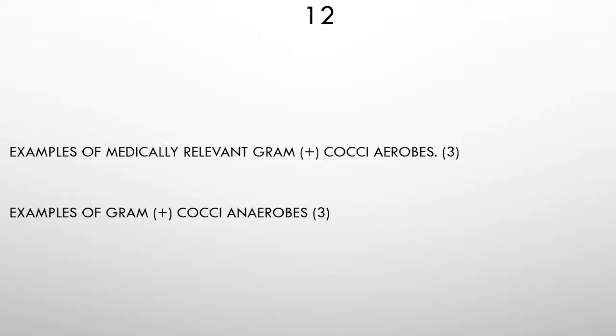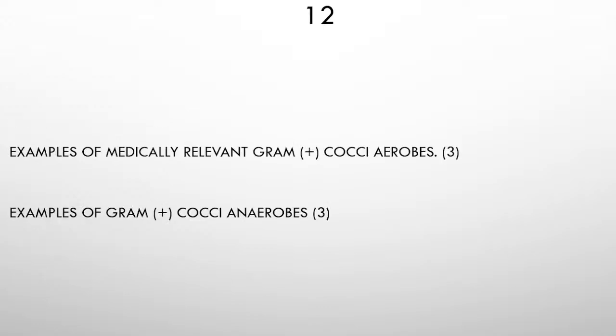Examples of gram-positive cocci that are aerobes. Well, we're going to talk about micrococcus, staphylococcus, streptococcus, and gram-positive cocci, anaerobes. We have peptostreptococcus, guys, number one. Peptococcus, number two, and the Sarcina species.